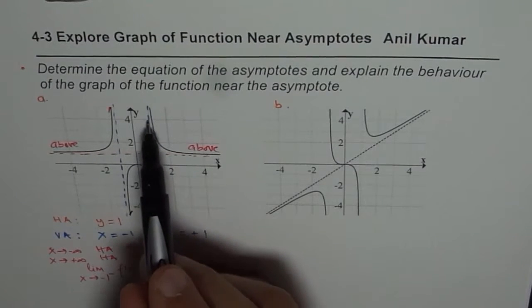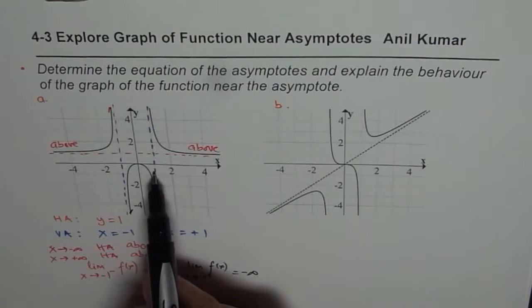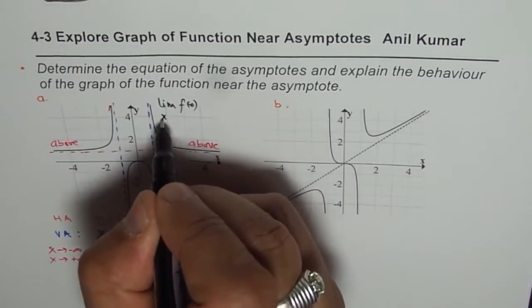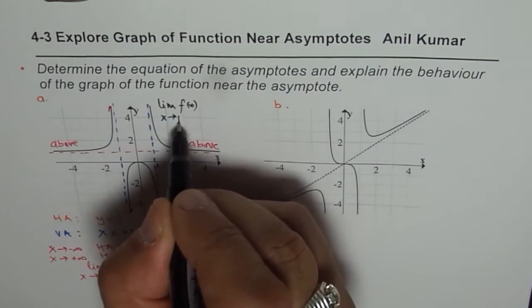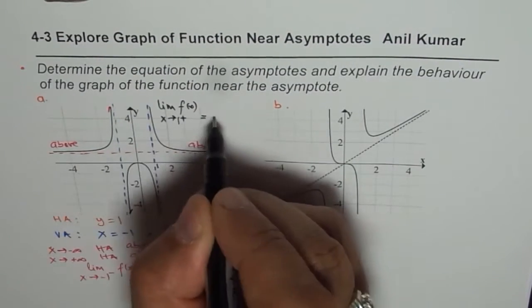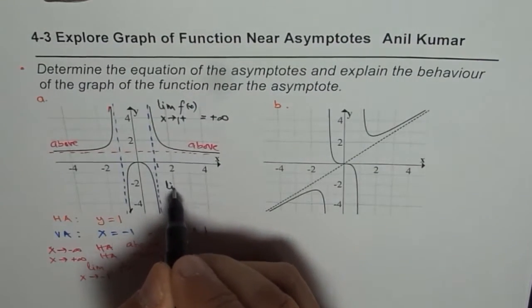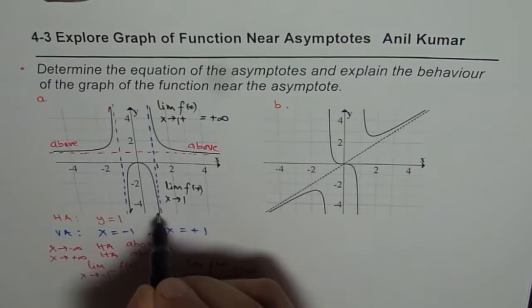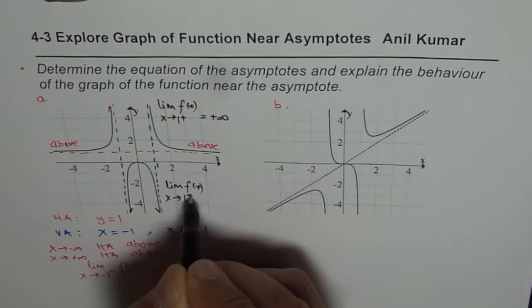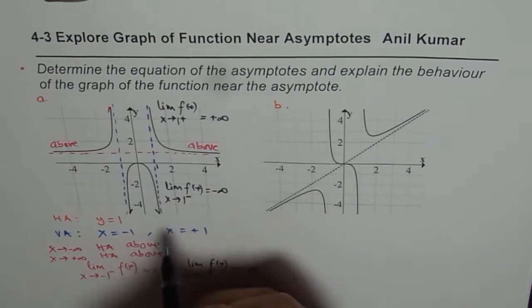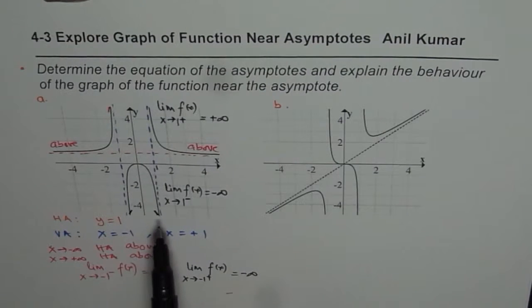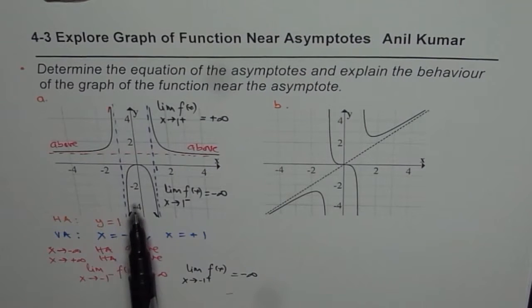Similarly, you can write down the behavior near x equals 1 also. So you can say the limit of the function as x approaches 1 from the positive side is positive infinity. And the limit of the function as x approaches 1 from the negative side is minus infinity. So when you sketch the graph, the graph will look as shown here. So that is the behavior near the asymptote, correct? So that is how you are going to analyze the first graph.